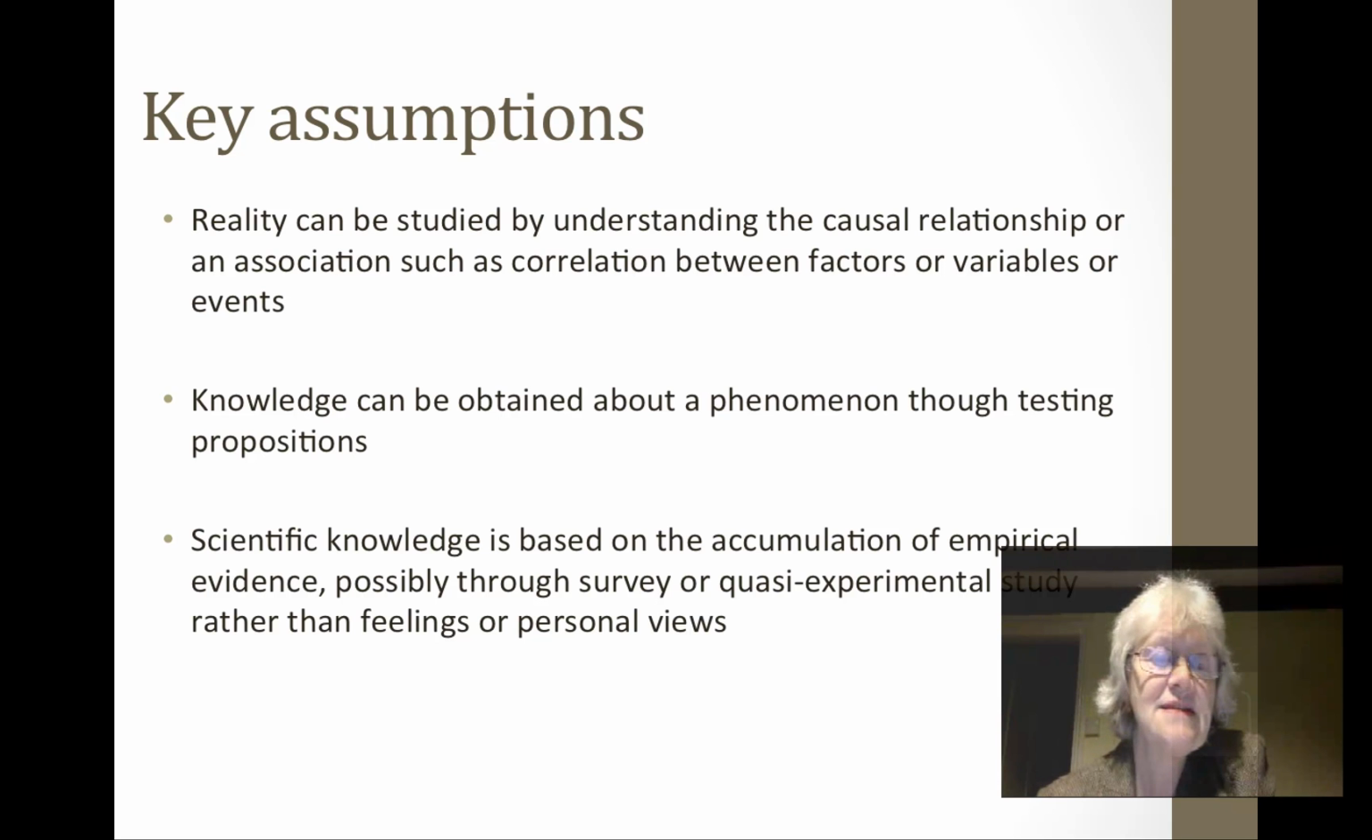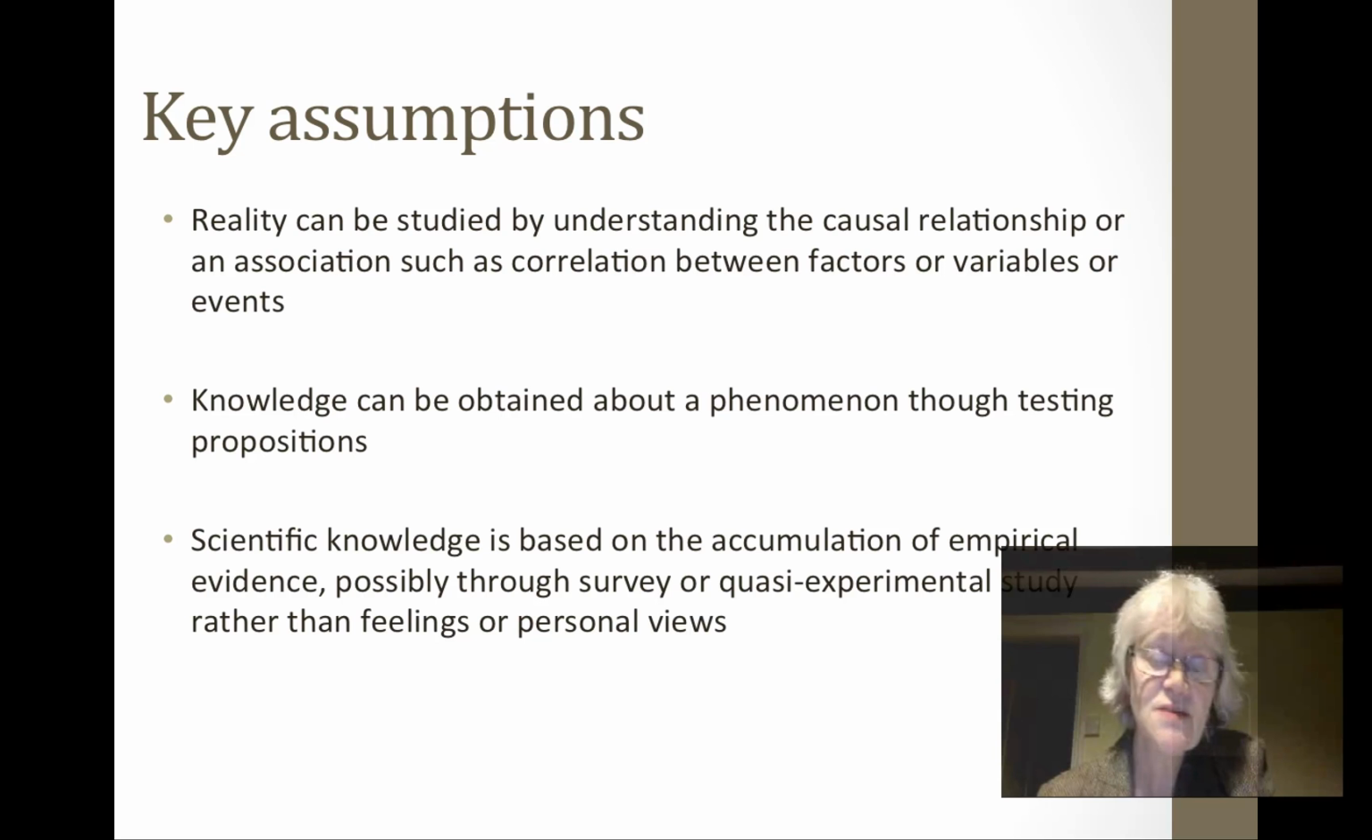Reality can be studied in quantitative research by understanding causal relationships or correlations or some sort of association between factors or variables or events, and this can be done through numerical relations. Knowledge can also be obtained about a phenomenon through testing propositions, and as I've said, this is very much the positivist approach. And there's an assumption that scientific knowledge is based on accumulating empirical evidence, and that might be survey evidence of a factual nature, or it might be a quasi-experimental study.